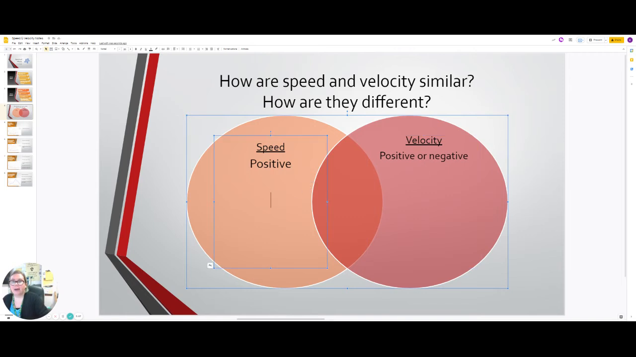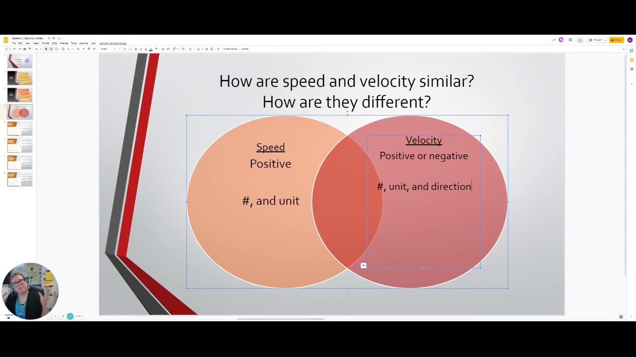And if we think about what we have to show for speed, remember we have the number and unit, like 5 meters per second. And for velocity, we have number, unit, and direction, right? So we add direction into there. That's really important for velocity.